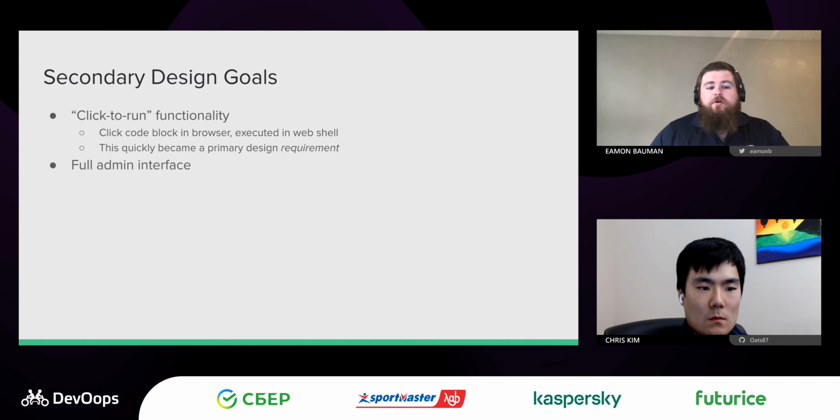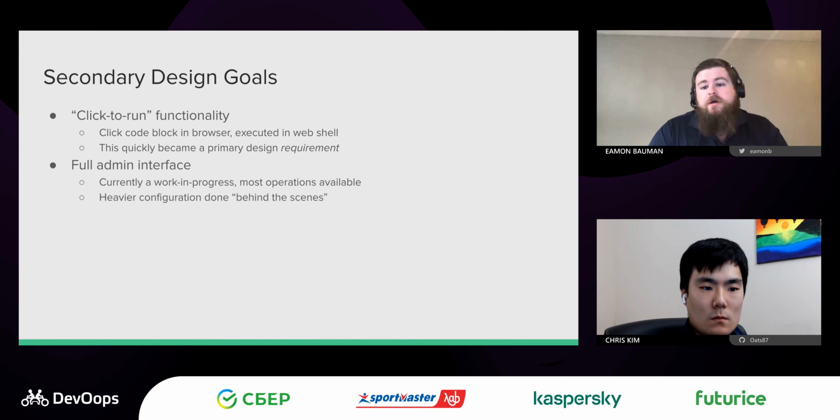Secondary design goal number 2 was a full admin interface. This is still currently a work in progress. Most operations are available. A lot of the configuration, however, is still done behind the scenes. So the heavier lifting of setting up environments like cloud providers or new virtual machines is still done behind the scenes today, but active work is being done on the admin interface to make it a fully featured implementation.